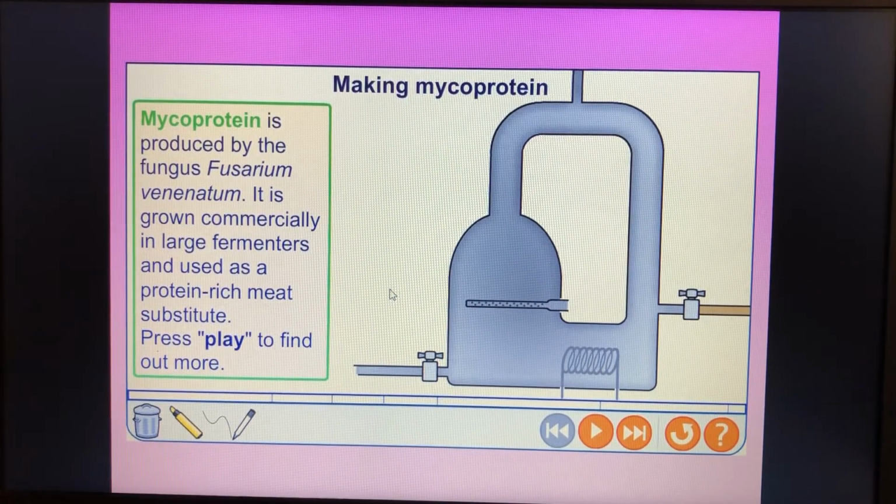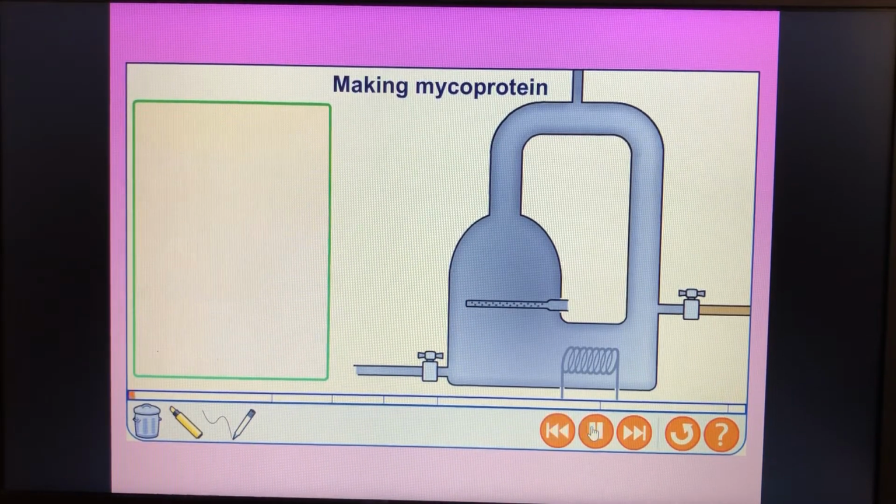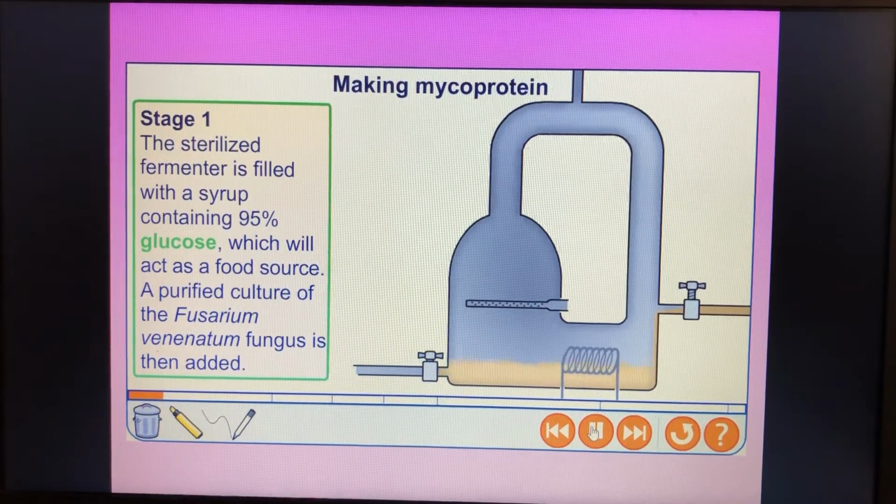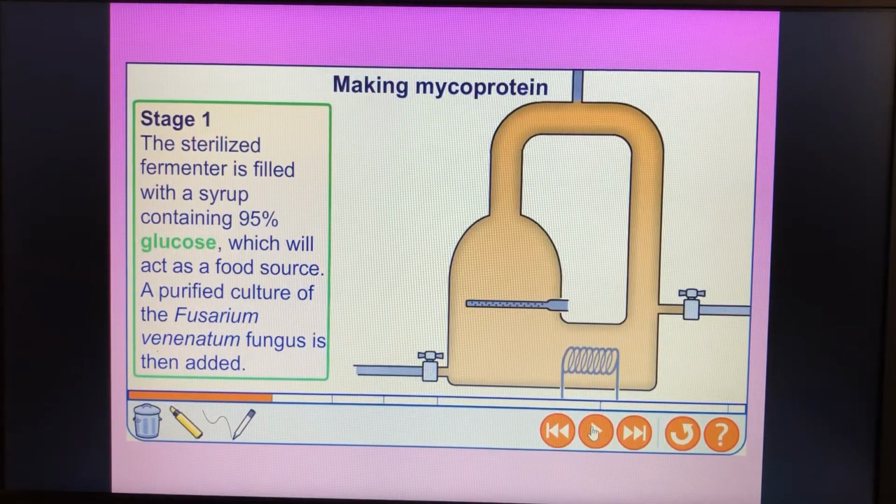Okay, so let's follow through then. We've got our fermenter and we've sterilised it. We're now adding into that glucose syrup, so it's full of that glucose which is needed for the Fusarium to respire aerobically. Remember, aerobic respiration uses glucose and it uses oxygen, so the glucose there has been provided for the Fusarium to respire. So we've got the glucose syrup in there.